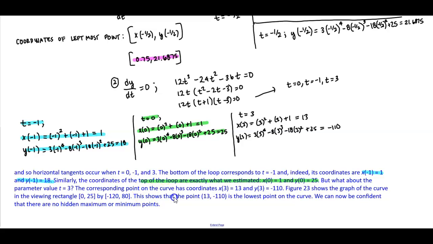But what about the parameter value t equal to 3? Well, the corresponding point on the curve has coordinates x of 3, which is 13, and y of 3, which is negative 110. This graph shows the curve in the viewing rectangle from 0 to 25 and negative 120 to 80. This shows the point 13, negative 110 is the lowest point on the curve, and we can now be confident that there are no hidden maximum or minimum points.